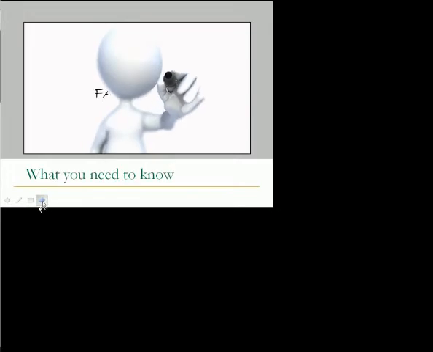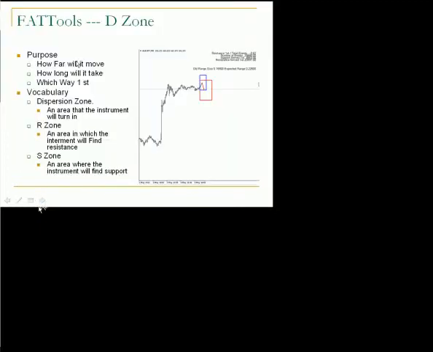Okay, we're going to talk about one of our most proprietary tools. It's called the DZONE. It's a script, and its purpose is to tell you how far it will move, how long it will take, and which way first. To understand this, we're going to cover some vocabulary that really talks about a dispersion zone.